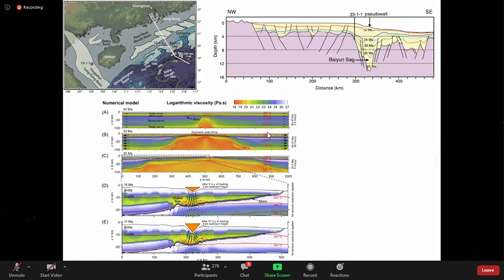And Peter Clift and Sascha Brune took this model and applied it to the Baram sag.